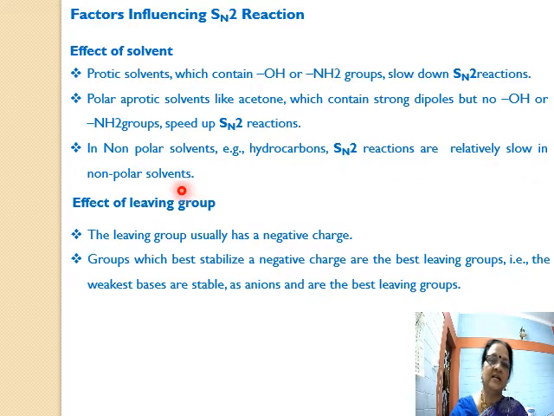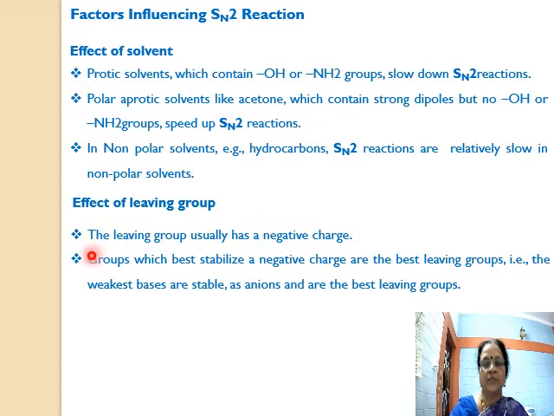I think I made a mistake there saying that non-polar solvents favor the SN2 reactions. It's actually polar aprotic solvents that favor the SN2 reactions. Please make a note, I made a mistake when I was discussing SN1 reaction. The non-polar solvents actually slow down the SN2 reaction. So the feasible condition for SN2 reaction is polar aprotic solvents.